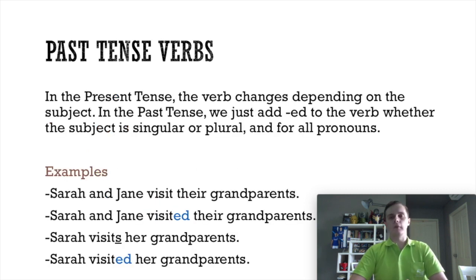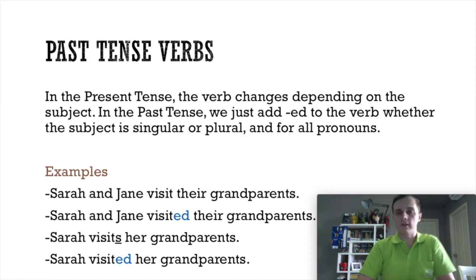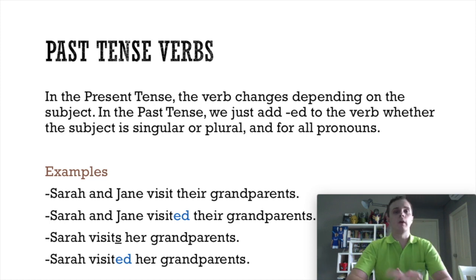We learned last week that in the present tense, we have to change the verb depending on the subject. If the subject is singular or plural, or depending on what pronoun, we had to sometimes change the verb. But in the past tense, we use the same rule every time, no matter what the subject is. We just add ed to the verb, whether the subject is singular or plural, and for all pronouns.